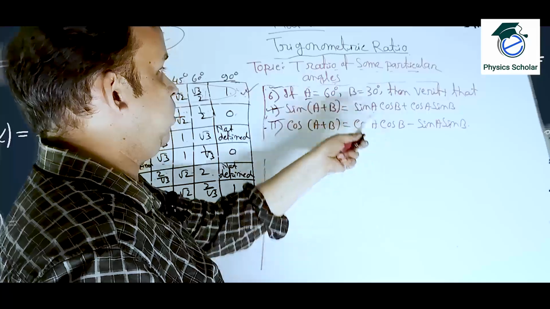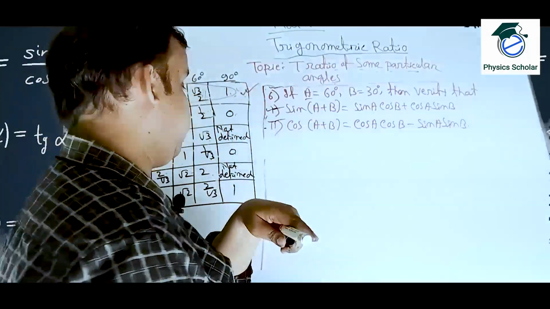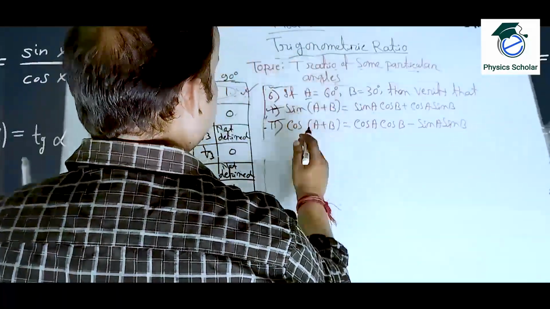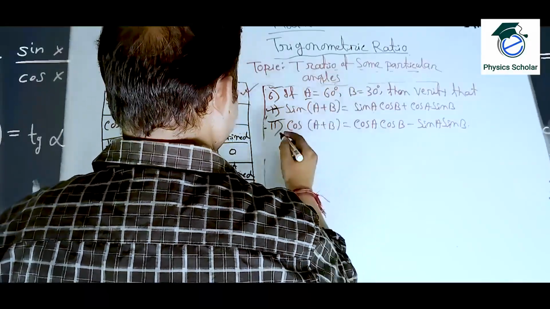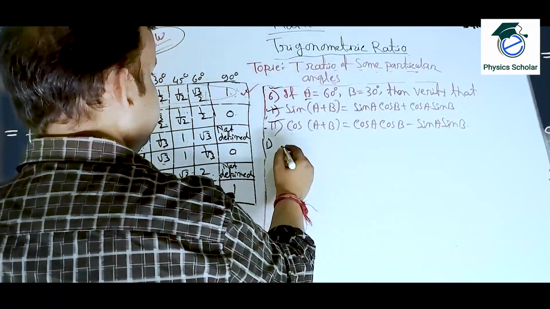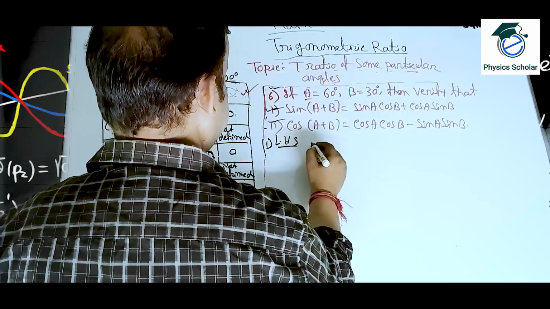So this we will have to learn as a trigonometric formula. Clear? Now here we have to prove, if the value of A and B is given, that this is equal to this. So let us do the first one. Clear? So left hand side, very easy.